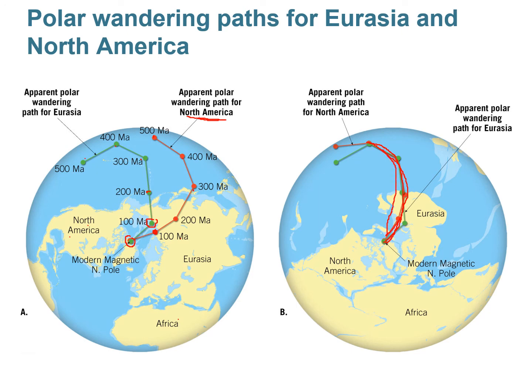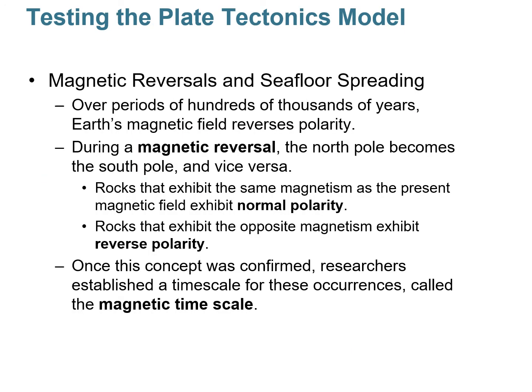Okay, and so this line of evidence was called polar wandering paths, and that essentially suggested that the continents had been in different positions in the past due to paleomagnetism.